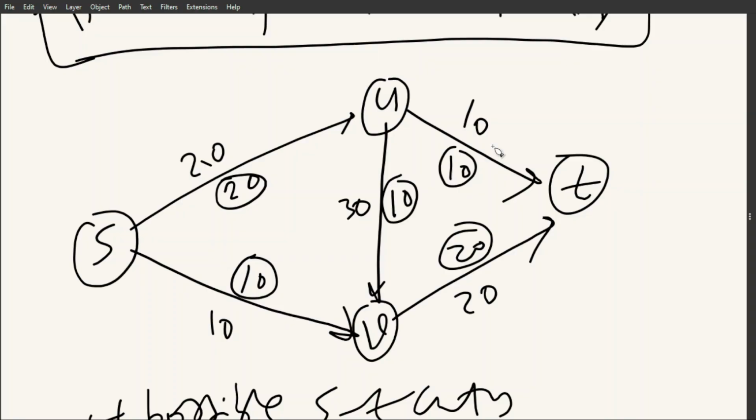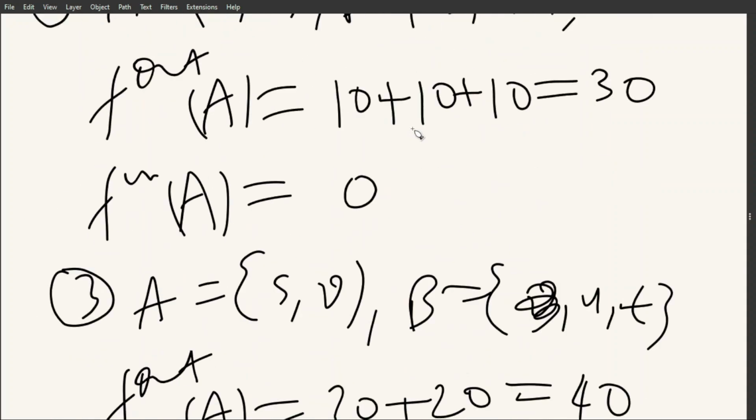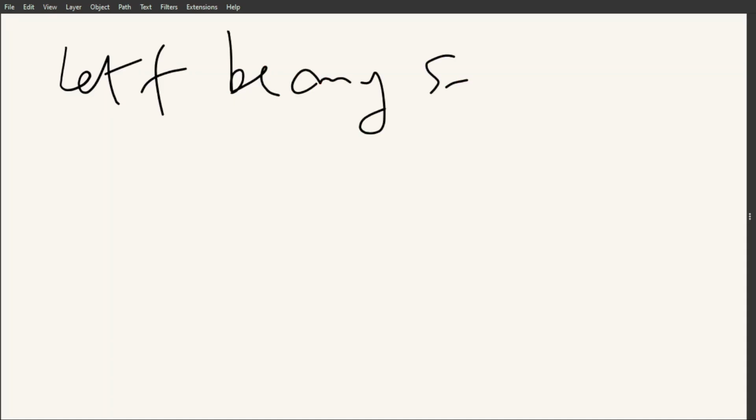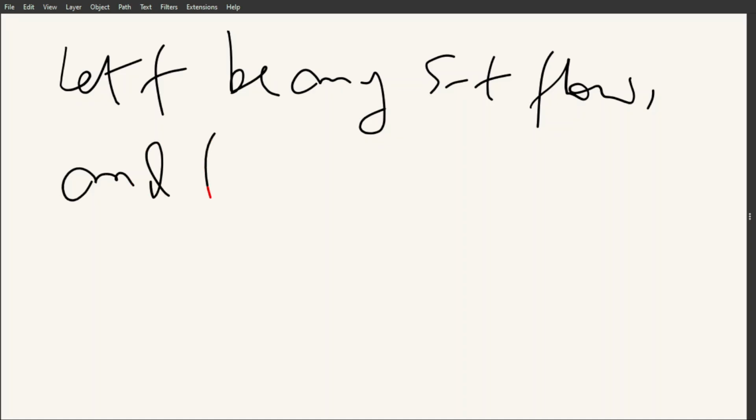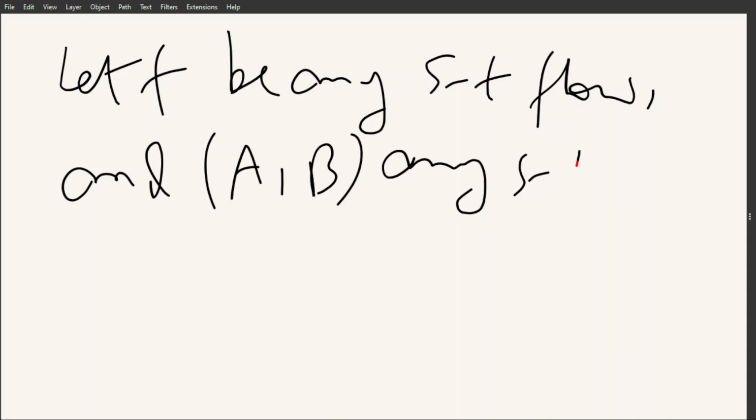So now we can easily derive the upper bound for any flow and any s-t cut. So let f be any s-t flow and A be any s-t cut.